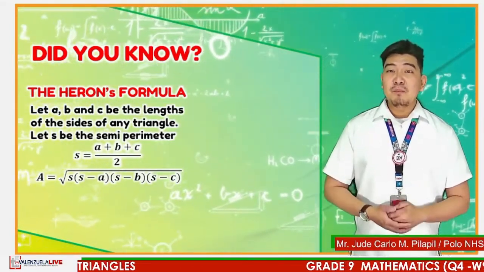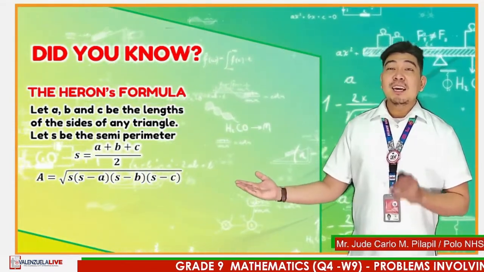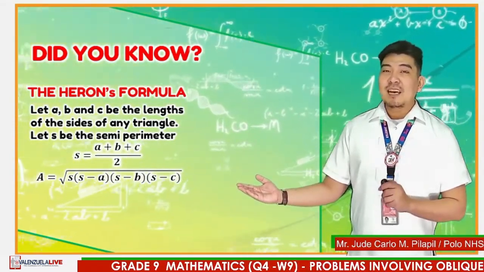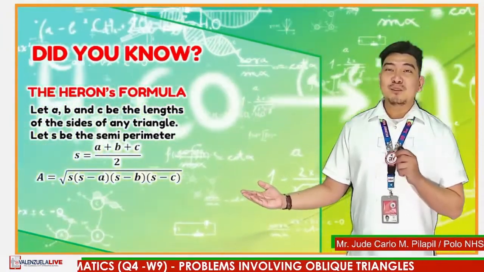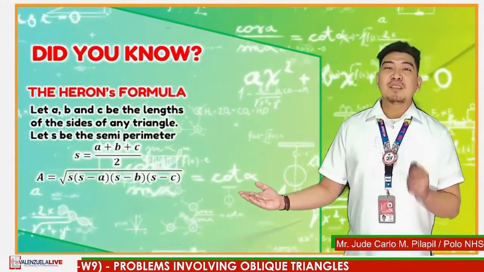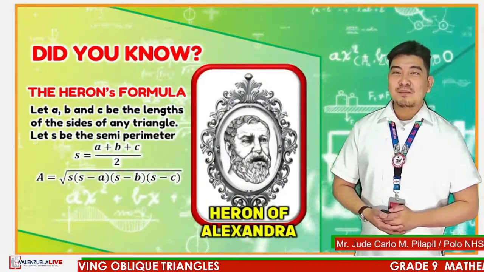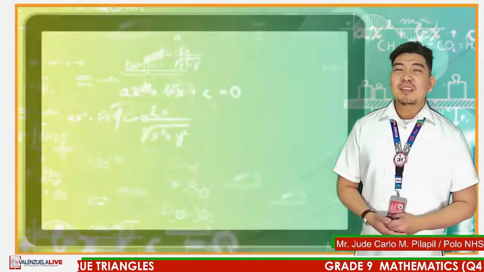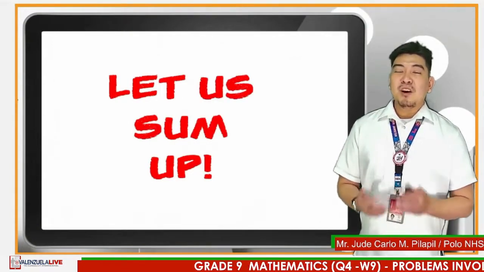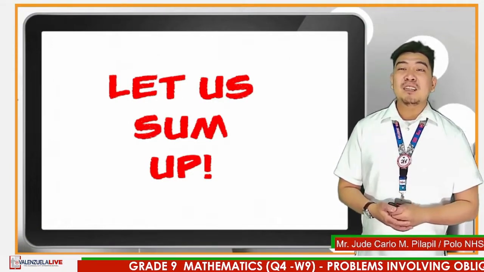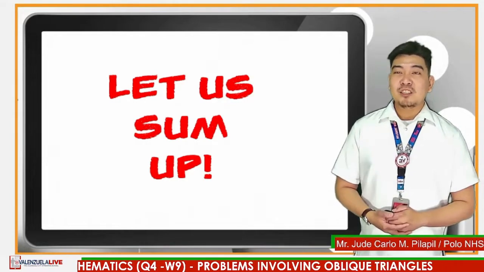After getting the semi-perimeter, Heron's formula can be used: the area A is equal to the square root of S times the binomial (S minus A) times the binomial (S minus B) times the binomial (S minus C). The formula was credited to Heron of Alexandria. At this point, I hope that you find mathematics an interesting subject because of its beauty and application beyond its complexity. Let us sum up today's discussion.